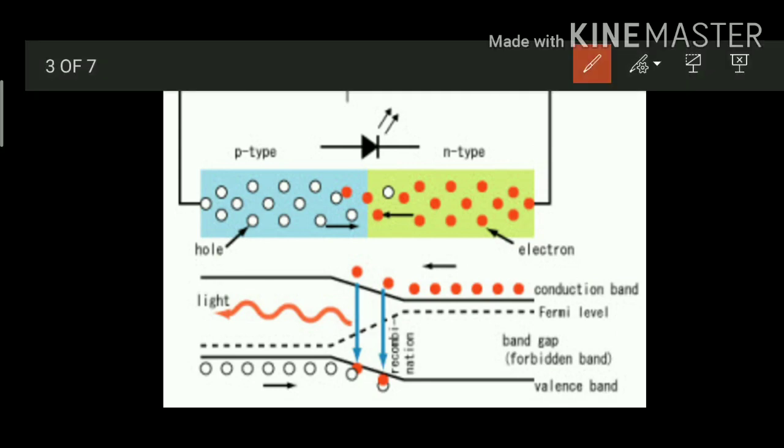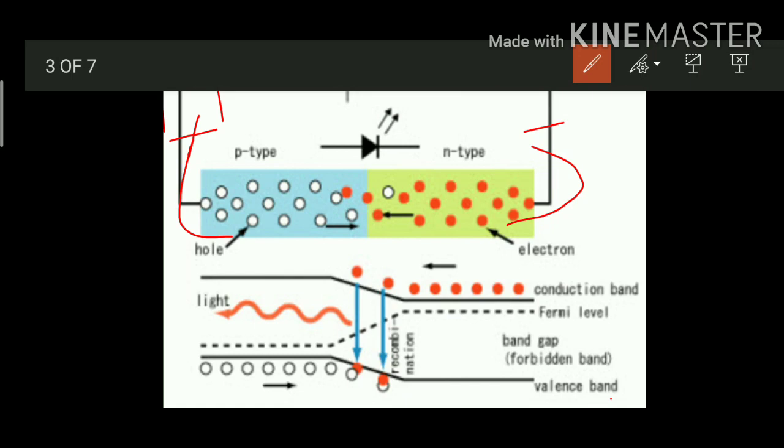So this is the positive terminal of the battery and this is the negative terminal of the battery. Positive terminal of the battery repels holes toward the junction. Similarly, negative terminal of the battery repels electrons toward the junction. And in case of forward bias, the depletion layer is very thin, so there is a great possibility of recombination of electron and hole pairs near the junction.